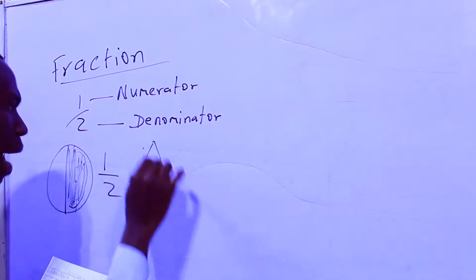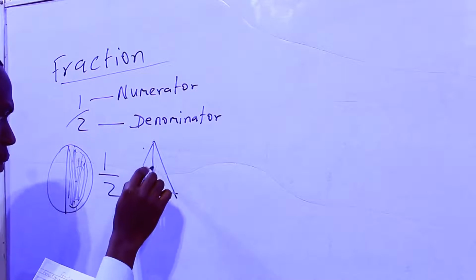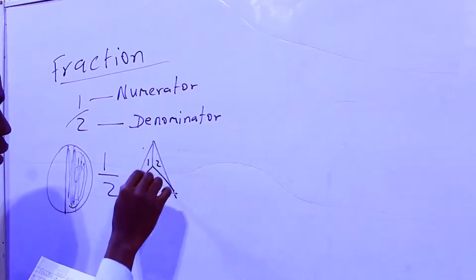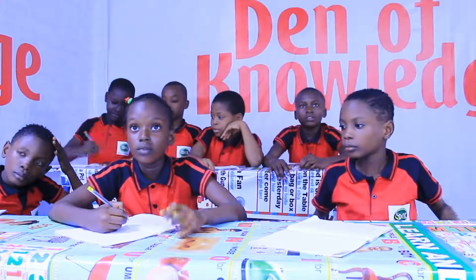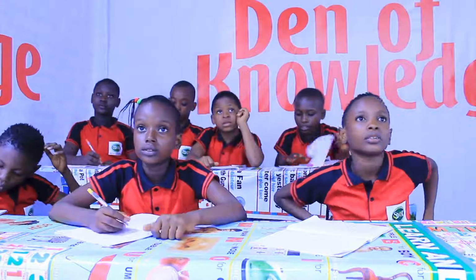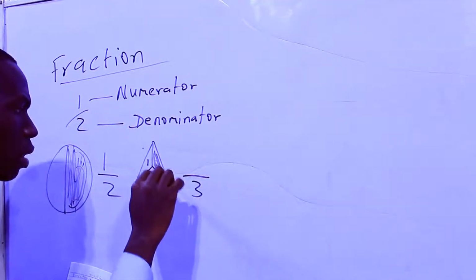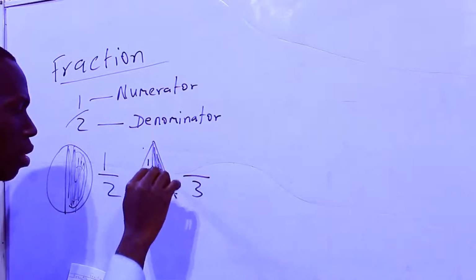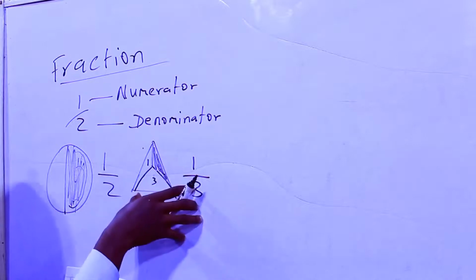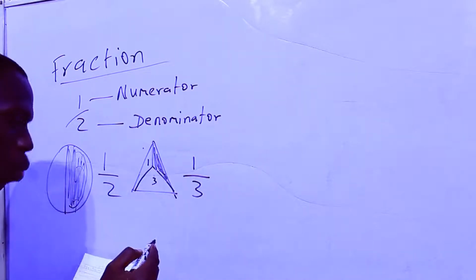We have another. If I have a triangle and share it into 3, this is 1, 2, 3. That means in the denominator I will indicate how many parts I shared the whole number into. If I take away one of it, it will become 1 out of 3. That is what is called fraction. A whole number has been divided into 3 equal parts.